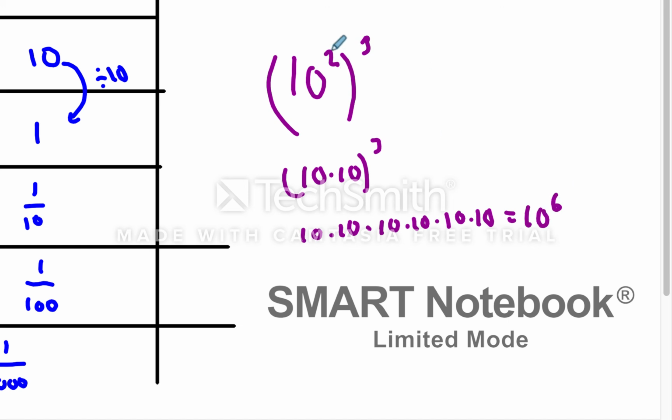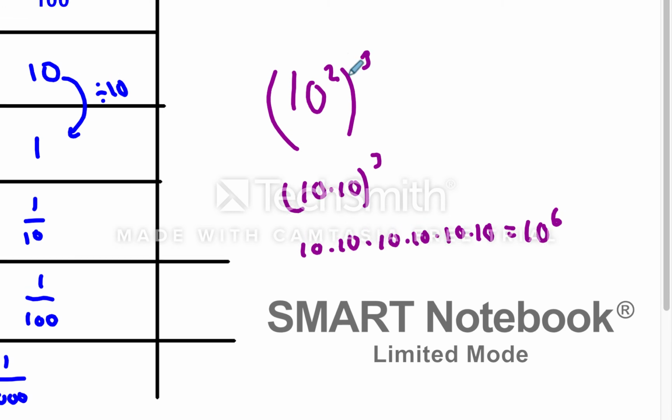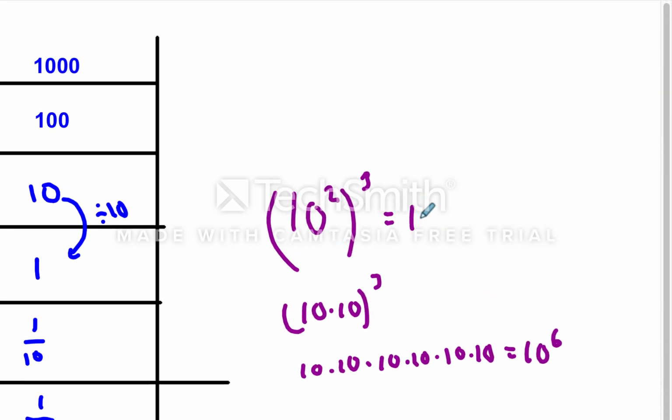And therefore, you can start to recognize, hopefully, that the shortcut here is just to multiply your exponents together and leave that base the same. So if you see an exponent to an exponent like this, that's what you do.